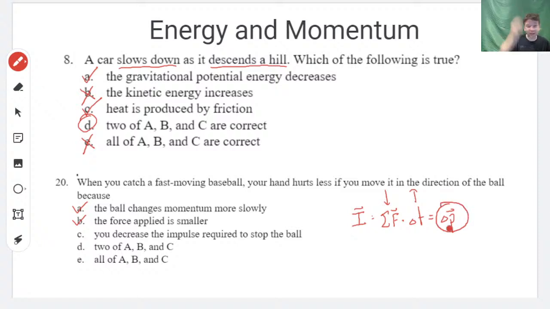So if the ball is moving at a certain speed towards you and you catch it, it goes to 0. That's it. It went from a certain speed to 0. Doesn't matter whether or not you catch it immediately or you move in the direction of the ball, you're reducing its momentum to 0. So the impulse is going to be the same no matter how you catch it. So no. So again, 2 of the above are correct. Does anyone have any questions with those 2?